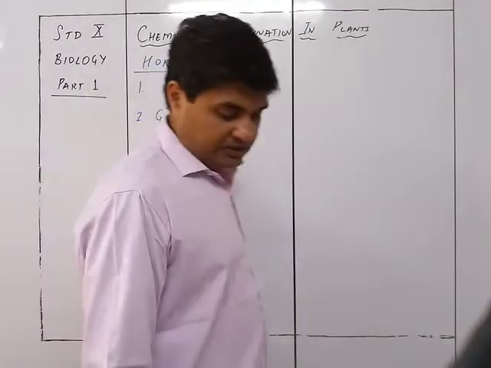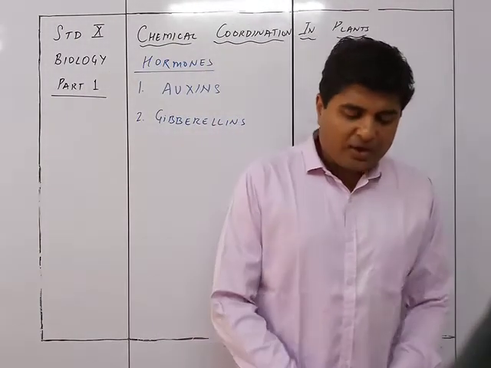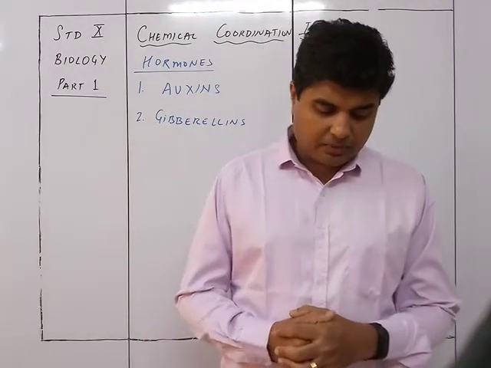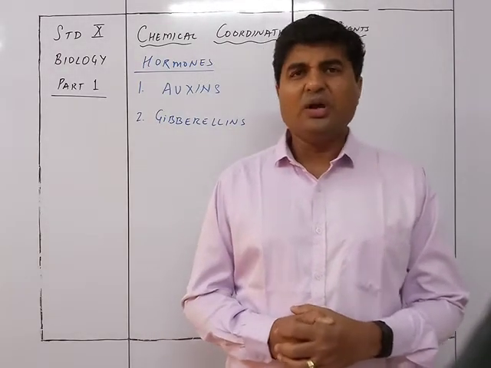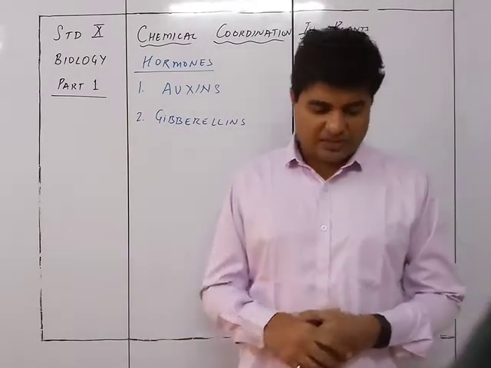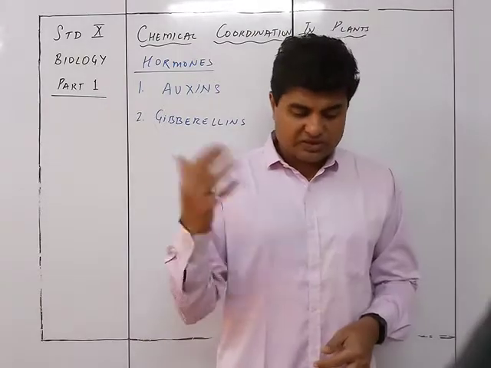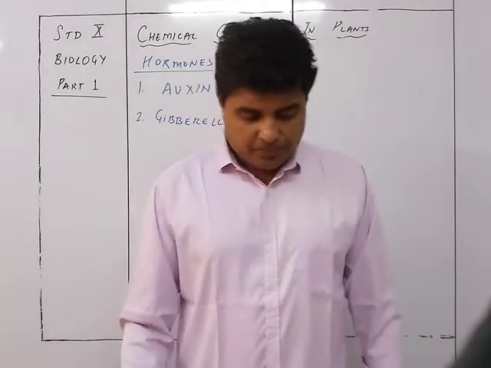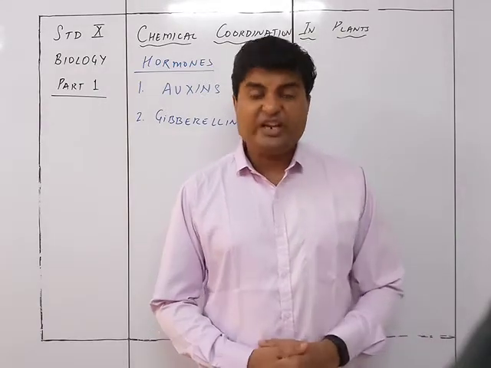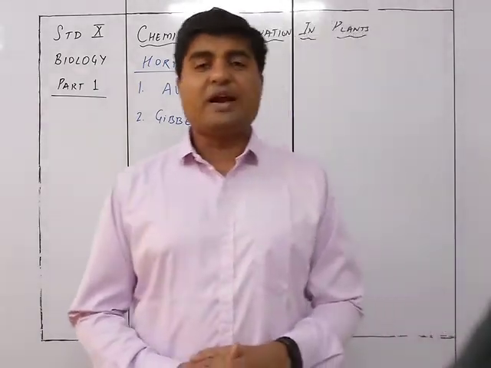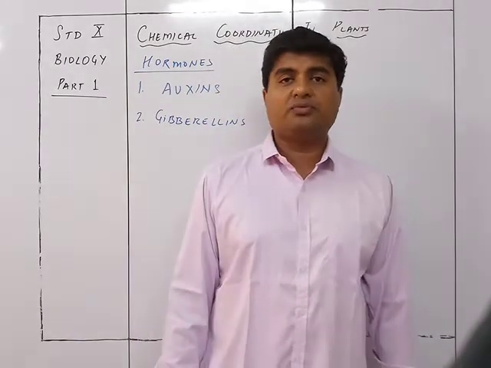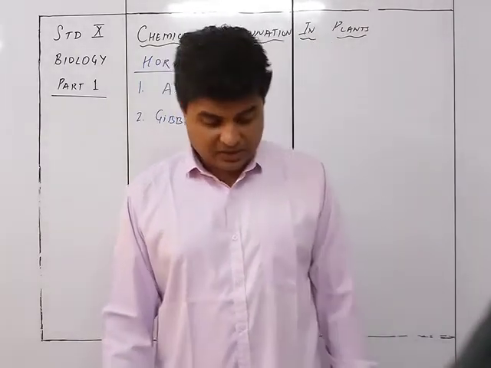Right. So gibberellins are another kind of plant hormones. There are different forms of gibberellins reported from different plants. So you will see that gibberellins are not just one single kind, but multiple kinds of gibberellins. They are numbered as GA1, GA2, GA3, GA4 and so on. However, gibberellic acid GA3 is the more studied form. Normally the one which is studied the maximum is GA3.